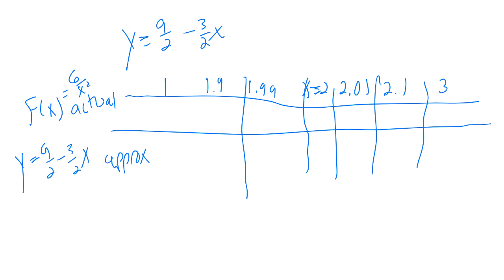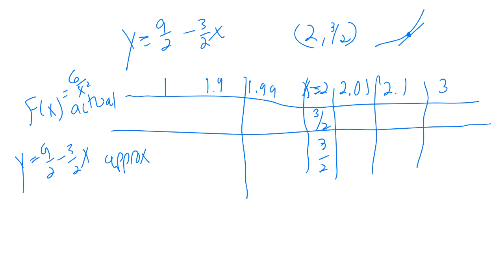We know that the value here is 3/2. That was given to us as the point (2, 3/2). So that's your x and your y for the actual function. And at the exact point, remember, the tangent line will have the exact same value of y as the function. So this is also 3/2, and you could confirm that by plugging it into 9/2 minus 3/2 times 2. 9/2 minus 6/2 is 3/2.